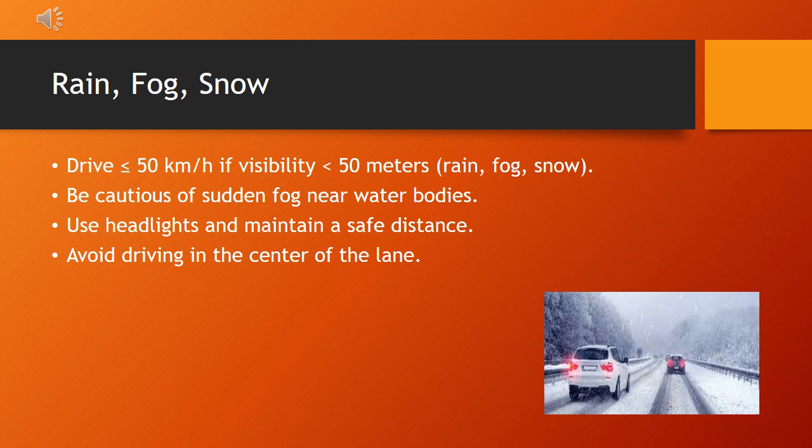In adverse weather conditions such as rain, fog, or snow, it's essential to adjust your driving behavior to ensure safety on the road. Here are some key points to remember. Drive 50 kilometers per hour when visibility is less than 50 meters. When visibility is reduced to less than 50 meters due to weather conditions, like rain, fog, or snowfall, it's crucial to reduce your speed to 50 kilometers per hour or lower. This allows you more time to react to unexpected situations, ensuring safety.